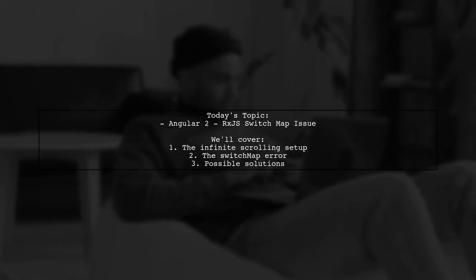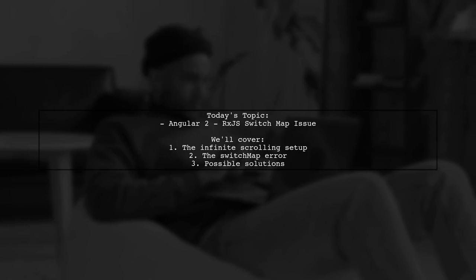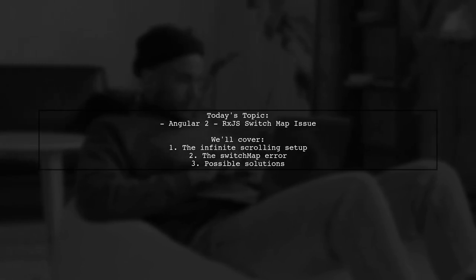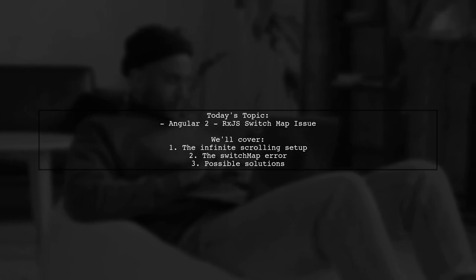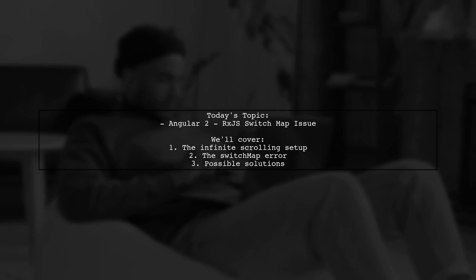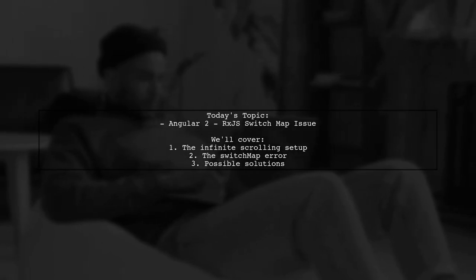Today, we're tackling a tricky issue that many developers encounter when implementing infinite scrolling. Our viewer is trying to enhance their application by using a popular scroll bar component, but they're running into a problem with RxJS's SwitchMap function. Let's dive into the details of their question.